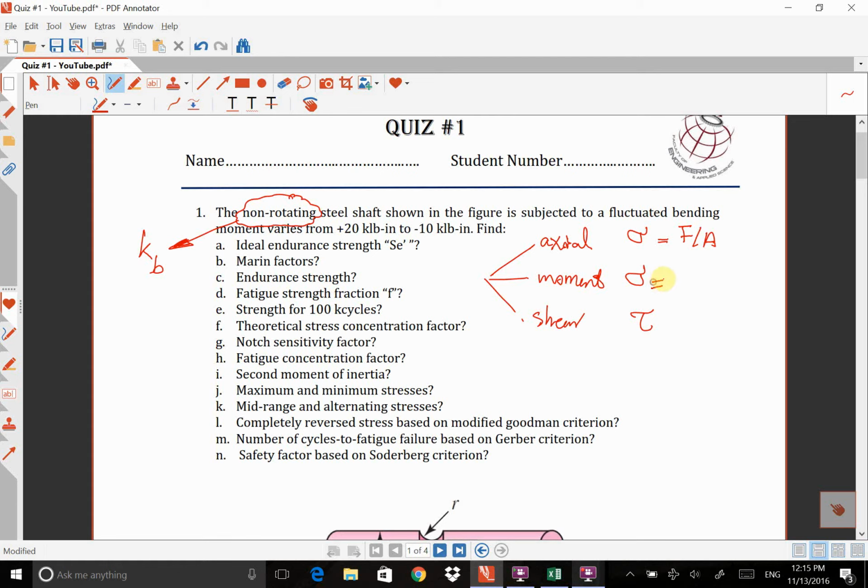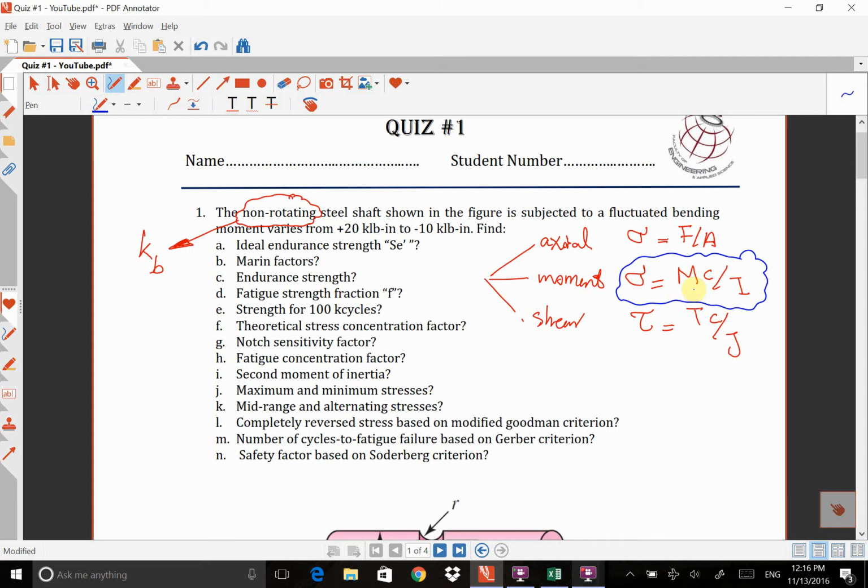For moment, that will be MC over I, and in this case, the moment will be given to us, which will be, for example, in this case, from minus 10 to plus 20. And in the shear case, the equation will be torque times c over the second polar moment of inertia. Okay, so here in this question, we are in the second line, so we have to use this equation, the second equation.